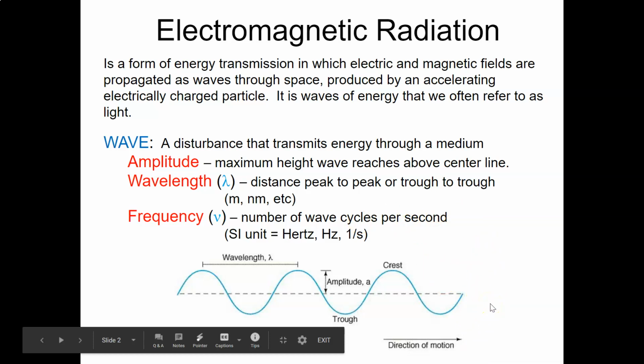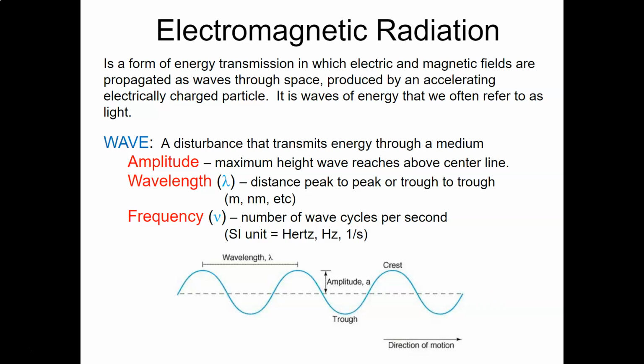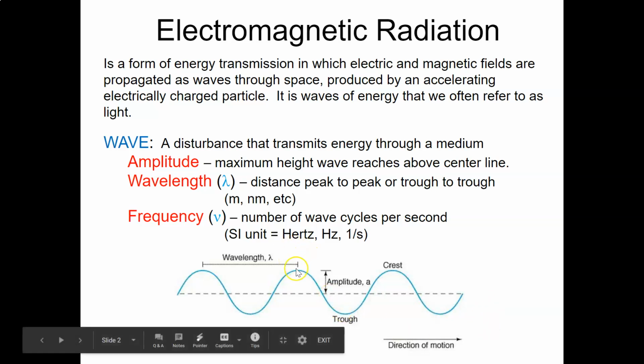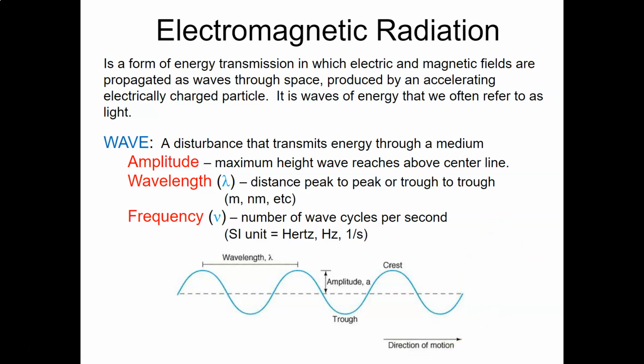So think about the relationship between wavelength and frequency. If the waves are really spread out, if there's a huge wavelength, so if we stretch this wavelength out to here, what's happening to the frequency? The bigger the wavelength gets, the fewer waves are going to pass that given point. So there's an inverse relationship between wavelength and frequency.